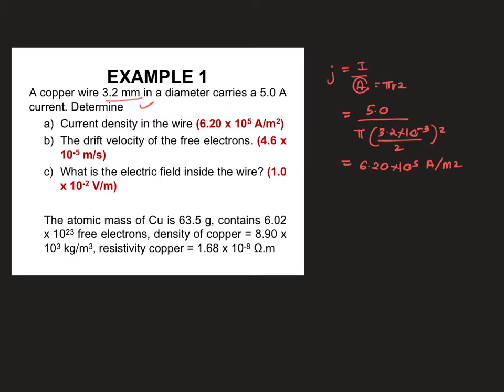Okay, for you to find the drift velocity, okay, so we already have the current density. Okay, so we can actually find the drift velocity based on the formula J equals nev.